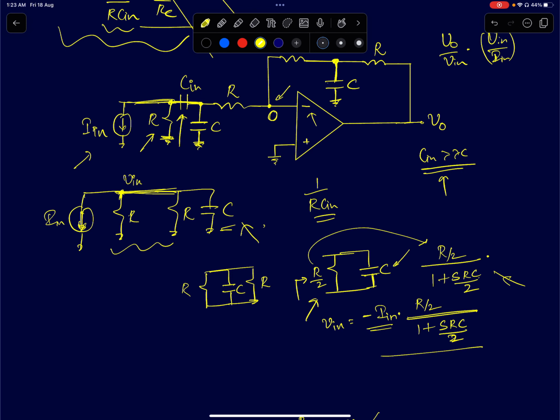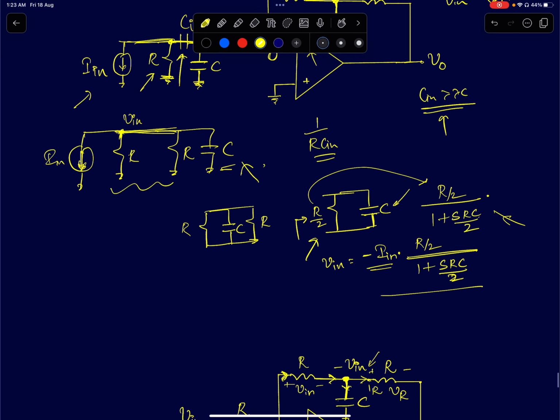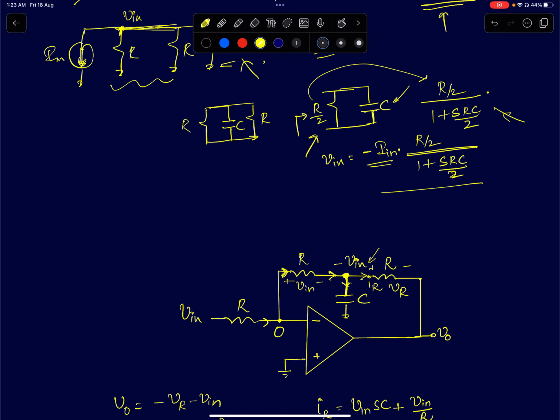Okay. So what you get is Vn equals minus In times R by 2 times 1 plus SRC by 2. Now that I know Vn, I'll try to find out V0 in terms of Vn, and then I'll plug in this expression to get the final answer.